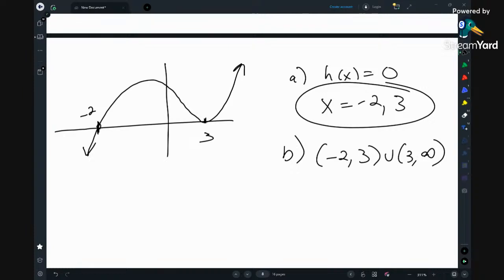Emphasizing that one more time, because it's above the x-axis in between those two numbers, and on this, but at those endpoints, it's on the x-axis. That 0 is not a positive number. So we can't include it this time. If it was an inequality that allowed it to be equal to, we would have included it. And that would have changed those to square brackets.